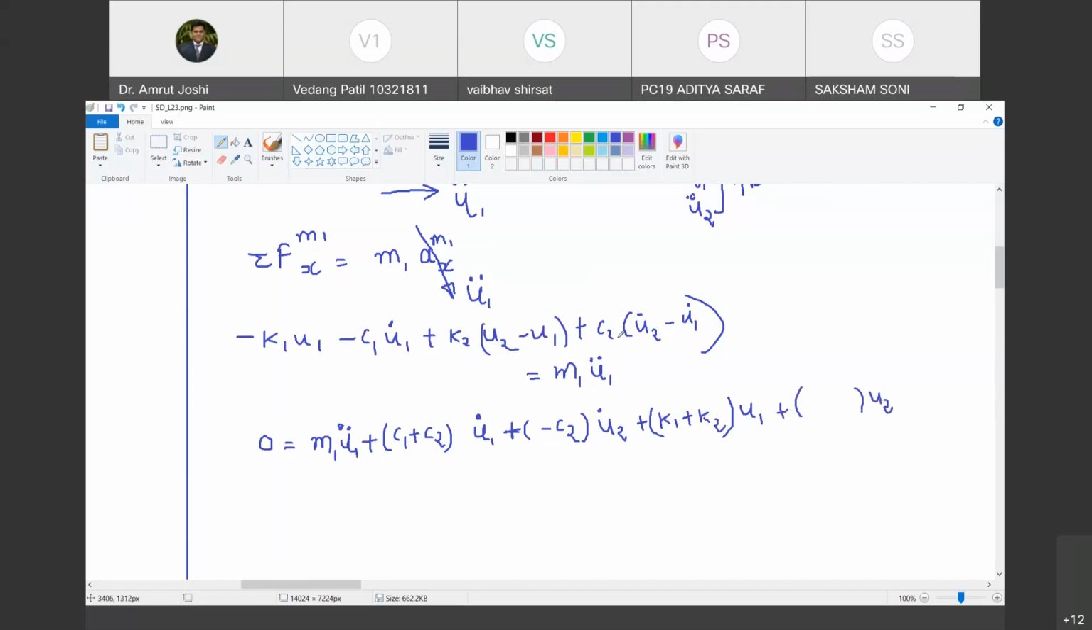बोलो u2 के terms कौन से हैं? So in u2 you have only one term, k2 minus into k2 u2. That will become minus k. Happy? Yes, sir. This becomes our equation number 1.